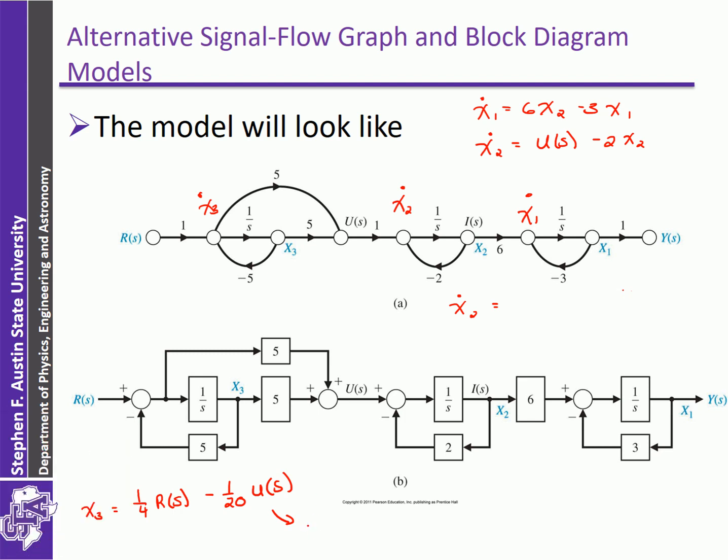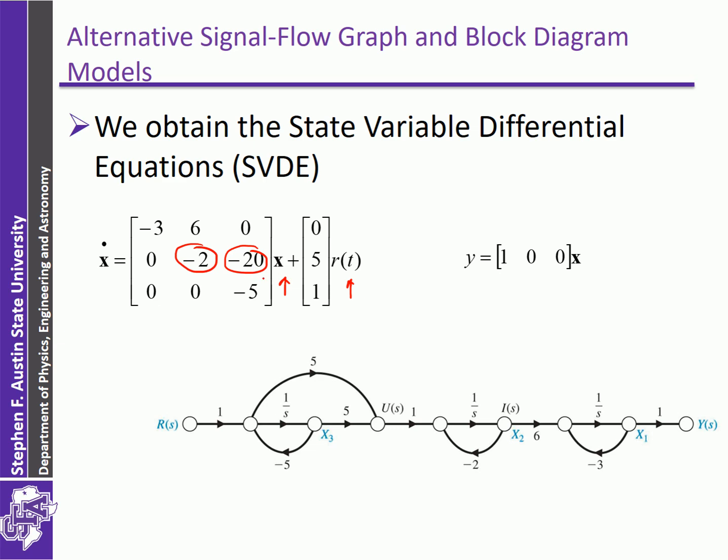So we have u of s will be equal to, so it's going to be multiplied by 20, so that's going to be 5r of s. Okay, and then it's going to be minus 20 x3. So now it's going to match. So now it's going to be 5r of s minus 20 x3 minus 2x2. So now I have minus 20, and then we have 5r of s.